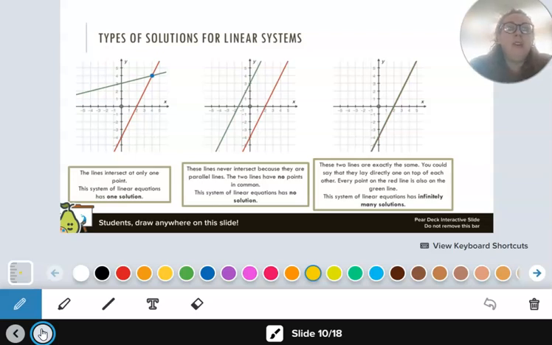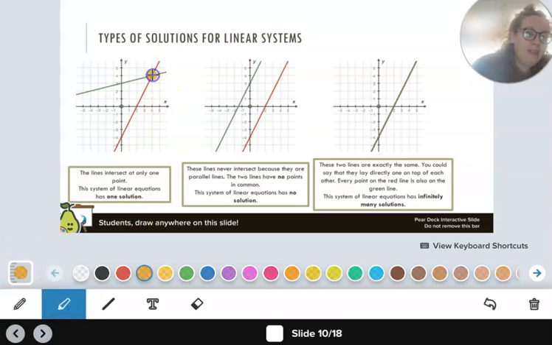So there are going to be 3 different types of solutions for linear systems. The first one is if the lines intersect once. So the lines intersect at only one point. The system of linear equations has one solution. So these two lines are never going to intersect again, only once.